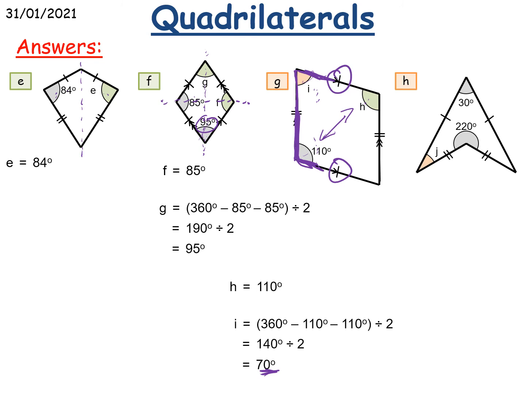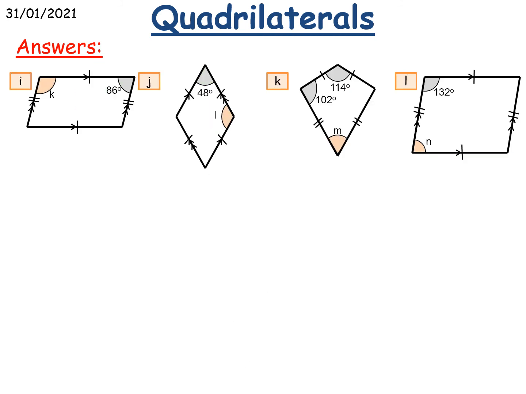H, we have our arrowhead. So what we need to do is realize that this angle here is I. So we add the 30 and 220 together, take away from 360, and then we divide by 2 because there's two of them. We get 110 divided by 2, you get I, and J to be 55 degrees. Again, if you don't have the worksheet, pause the video and have a go at these ones, and when you're ready, hit play.